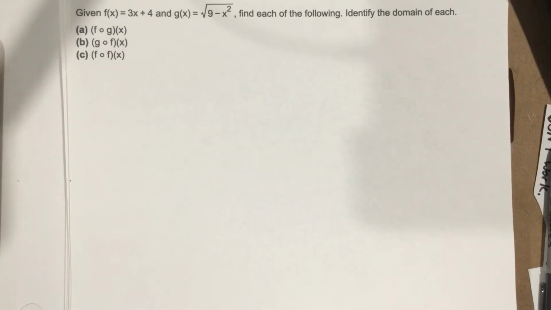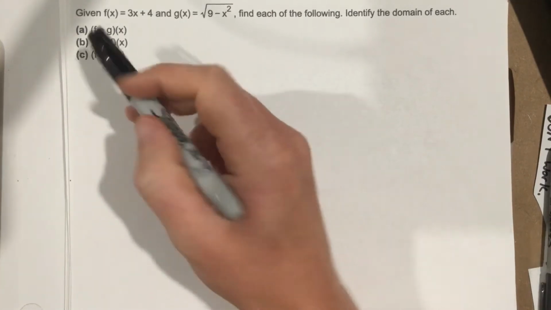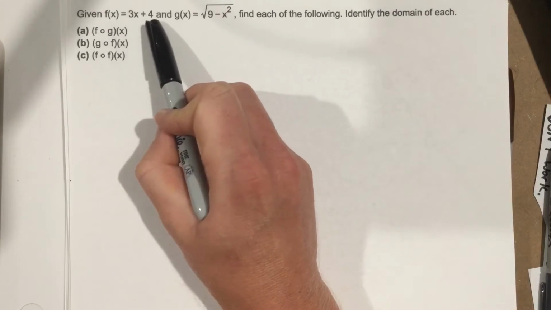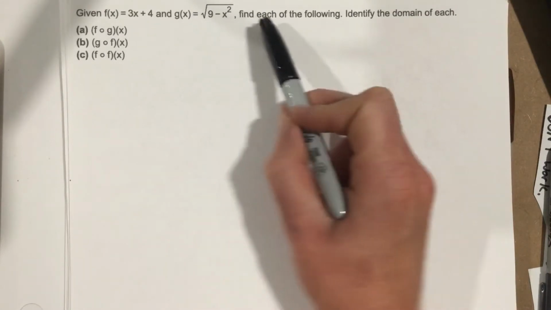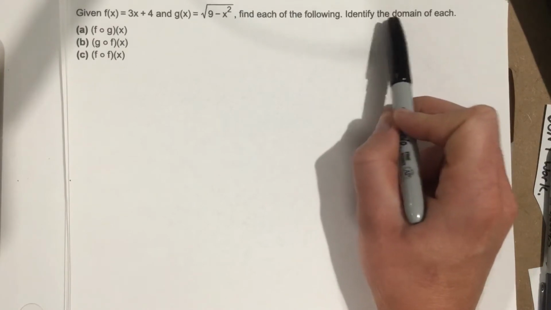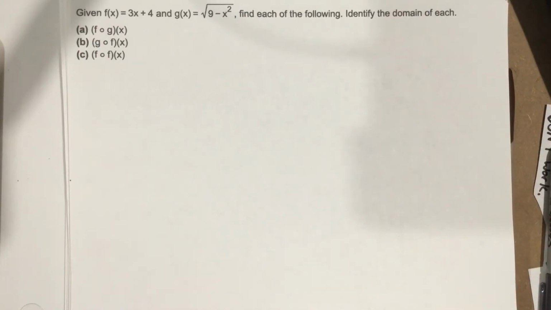This is problem number 9 from section 5.1. It says, given f of x equals 3x plus 4 and g of x equals root 9 minus x squared, find each of the following. Identify the domain of each. So we're going to do f of g of x first.